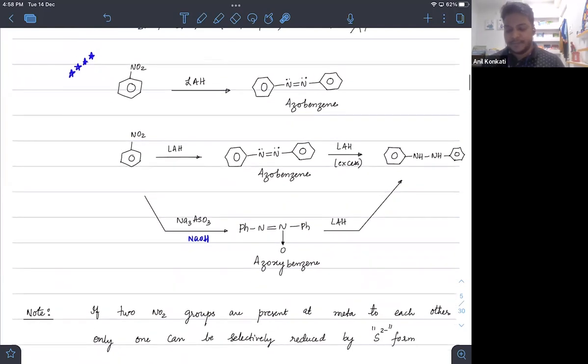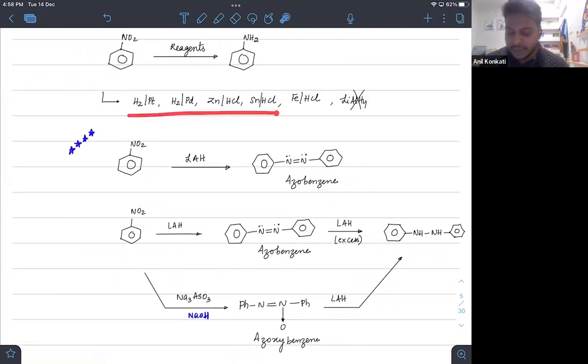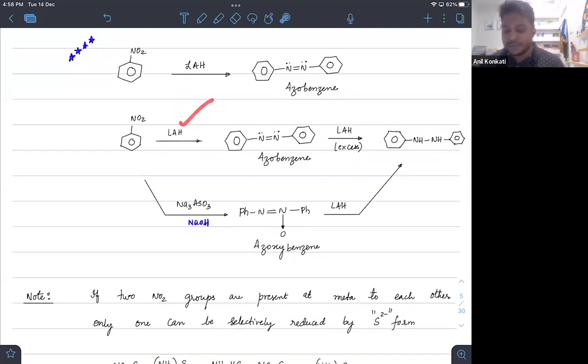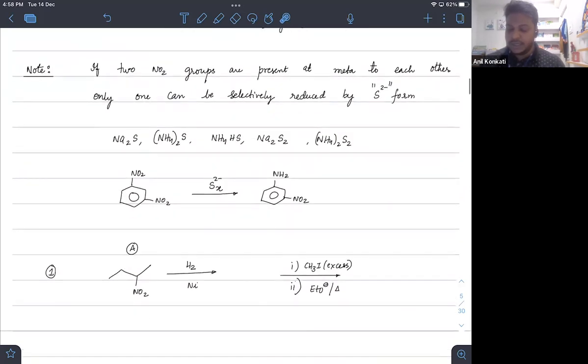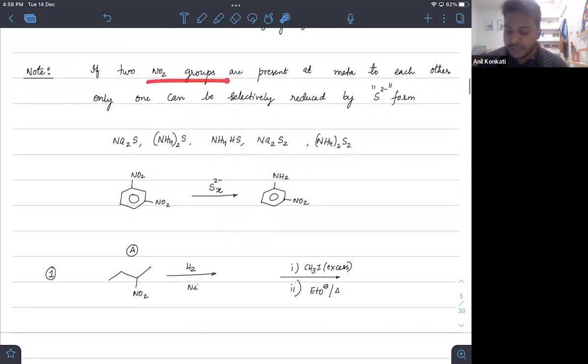So all these typical reagents will give aniline. Zinc, all three forms are important: acidic, basic, and neutral medium. Lithium aluminum hydride is important, and Na3AsO3 in basic medium. So all of this would give you different products. Clear? Now, in case two nitro groups are present at meta position to each other, only one of them will be selectively reduced by S2 minus.